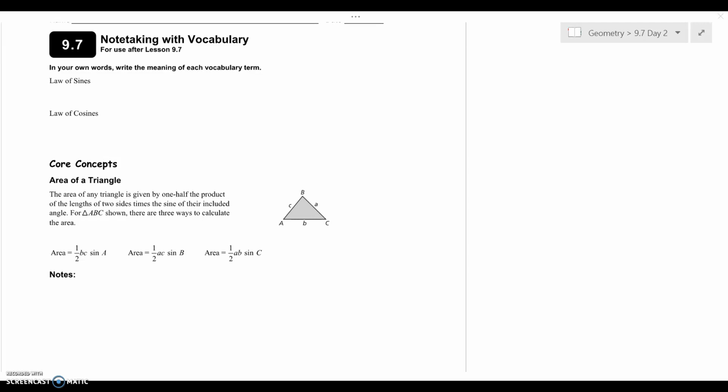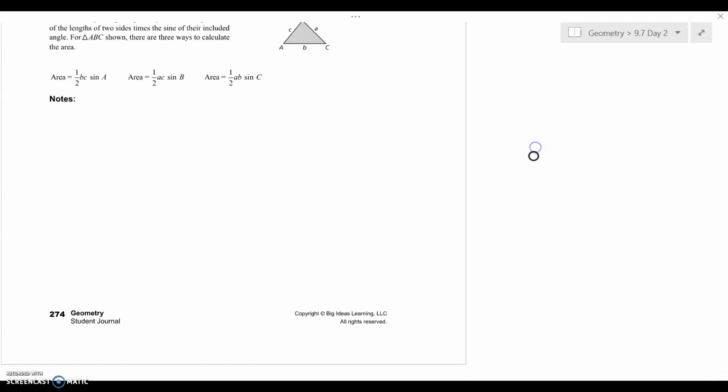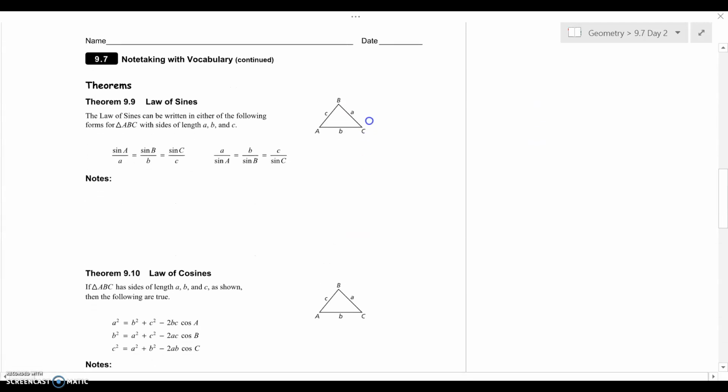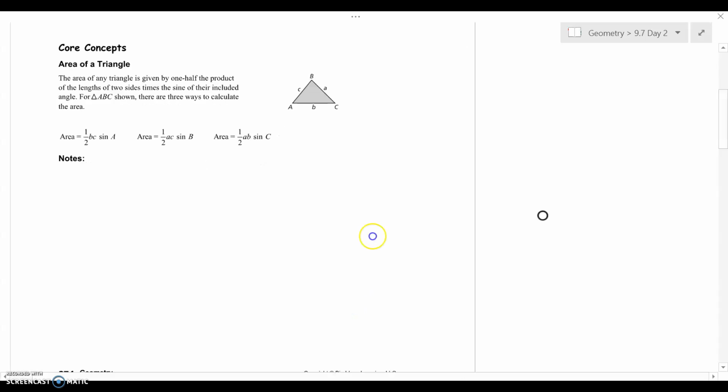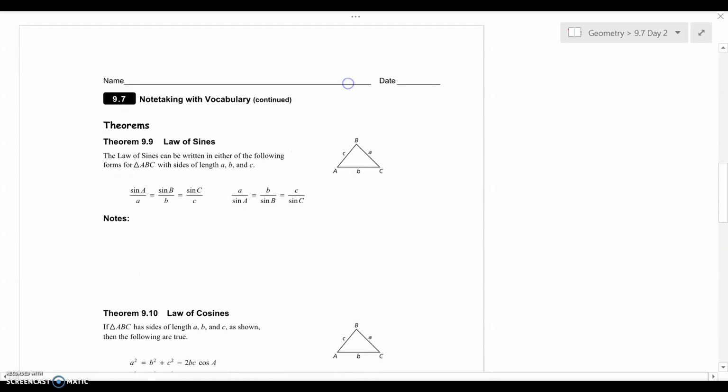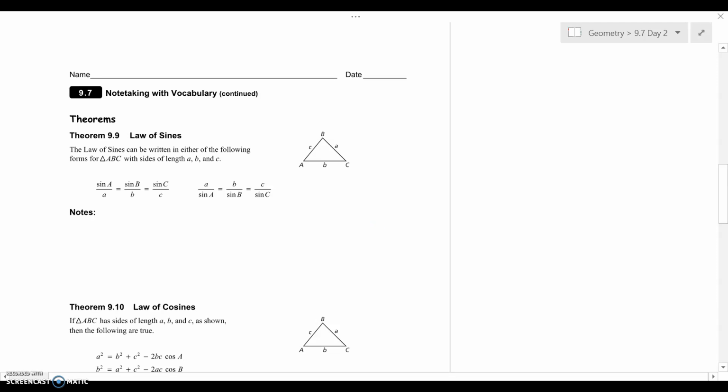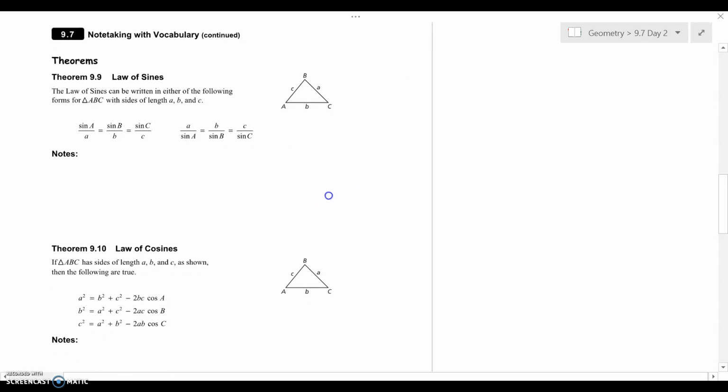So this is going to pick up where our day 1 notes left off, and that actually is on page 2. So this is the second day of 9.7. So we're going to pick up where we left off. Yesterday, just as a reminder, we talked about area. So we did area of a triangle, which was on the first page. We're now going to do what's called Theorem 9.9, or the law of sines, on the second page.